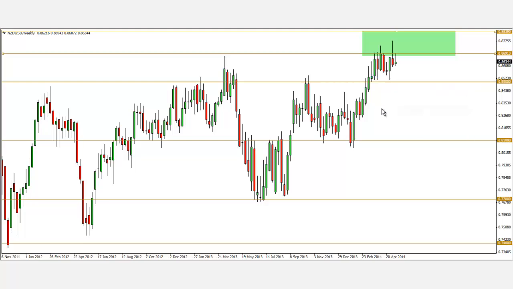So if you ask me, what I foresee for this pair in the coming weeks is for price to head lower, all right? Possibly testing the 85 level, or even breaking that support level and possibly testing the 81 level.